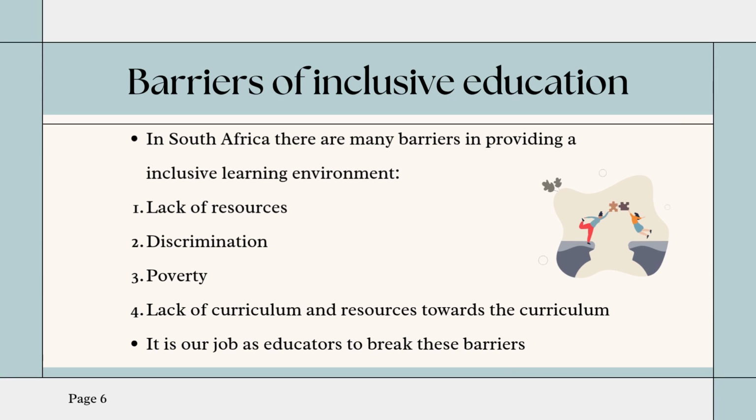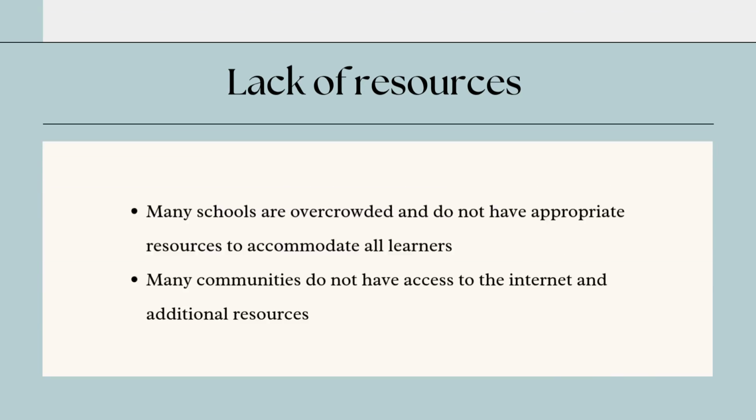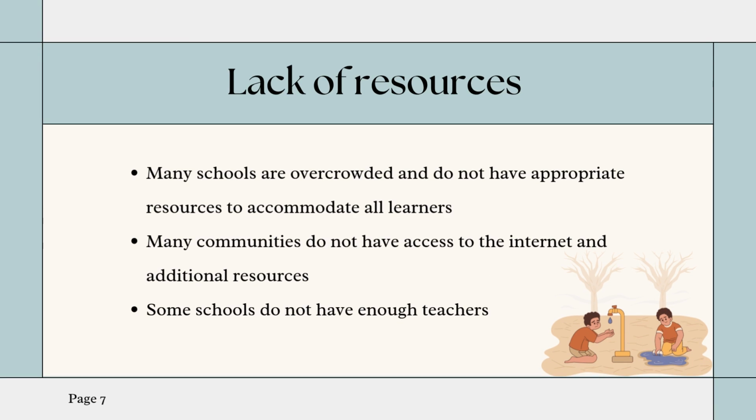In South Africa, there are many barriers that hinder inclusive education and an inclusive learning environment. It is our responsibility as educators to break these barriers to allow learners to have equal access to education and promote inclusive learning in the classroom. The first barrier is a lack of resources. In rural communities, many schools are overpopulated and do not have the amount of resources such as chairs and desks that they need. In some communities, there is also a lack of educators, and many educators have to teach subjects that they have little knowledge on.